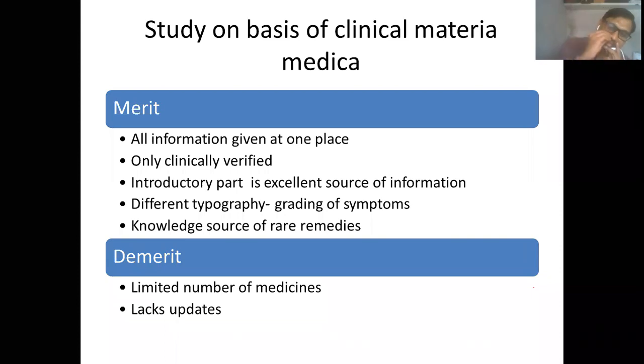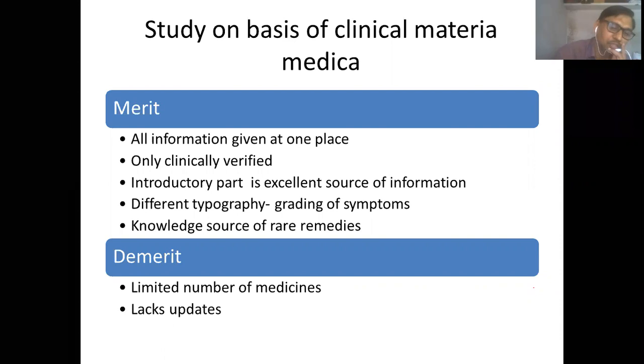So this concept of indicating the importance of symptoms by different types of letters is called grading of symptoms. So grading of symptoms is a merit of this type of materia medica, and it is a very good knowledge source for rare remedies like Indian drugs, very rare species like Centaurea, Pontorex. All these lesser known remedies have important information given in this clinical materia medica.